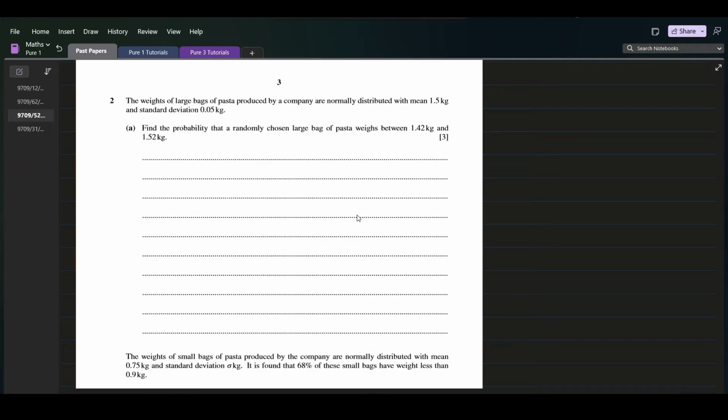Number 2. The weights of large bags of pasta produced by a company are normally distributed with mean 1.5 kgs and standard deviation 0.05 kgs. Part A. Find the probability that a randomly chosen large bag of pasta weighs between 1.42 kgs and 1.52 kgs. Okay, so let's define our random variable X, and that's the weight in kgs of large bags of pasta.